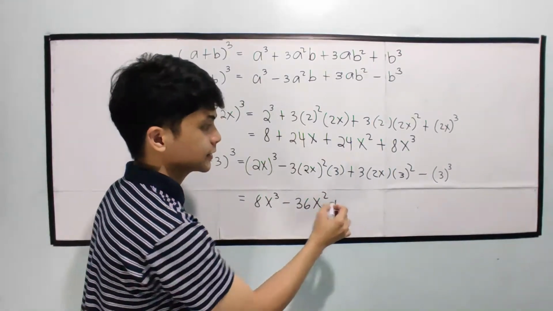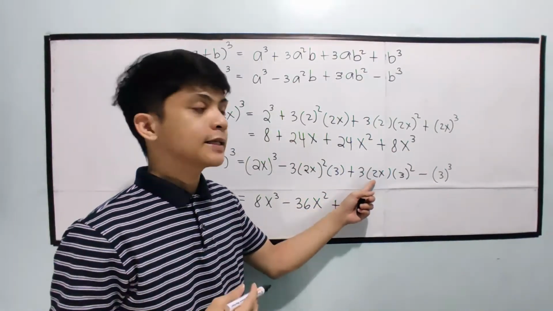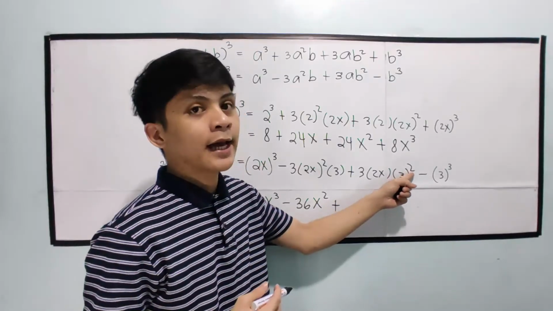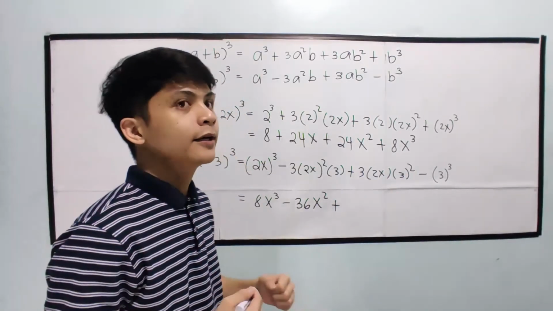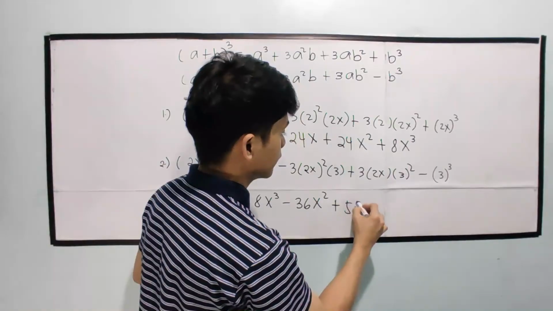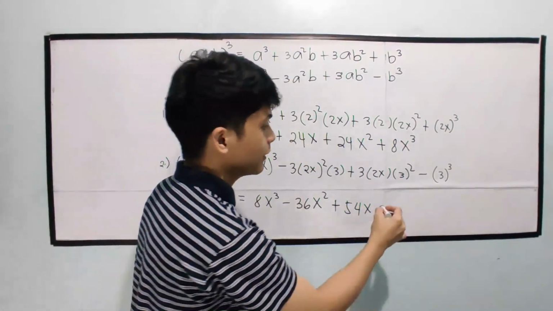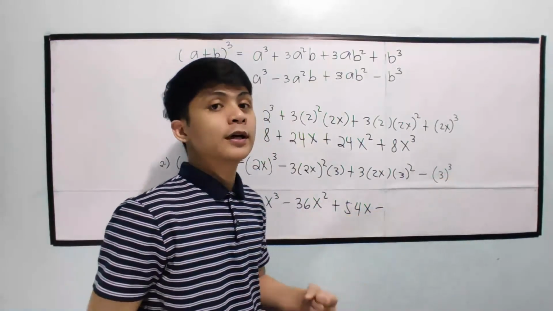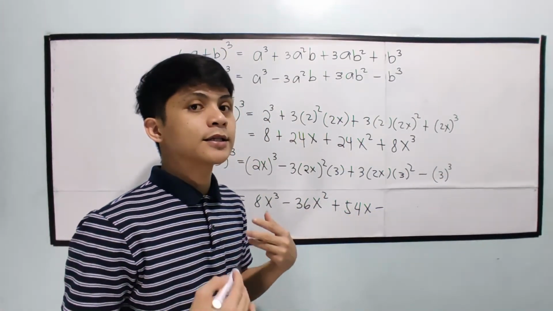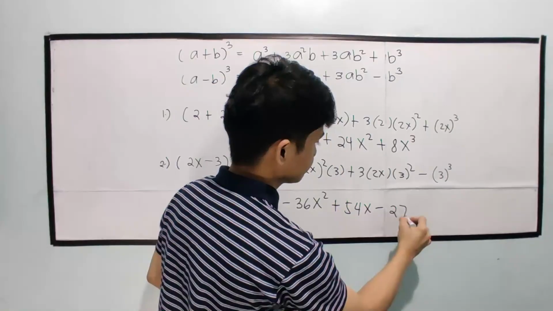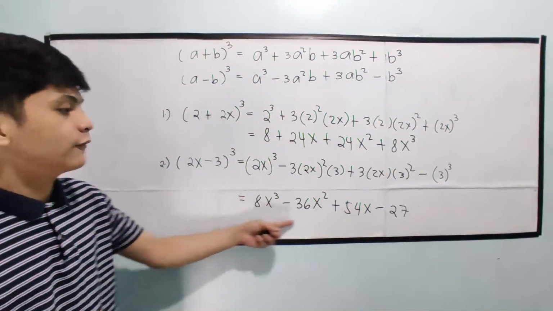Plus 3 times 2, that is 6. 3 squared is 9. 6 times 9, that is 54. Times x. Then minus 3 cubed. 3 times 3 times 3, that is 27. Okay? So, ito na yung final answer natin.